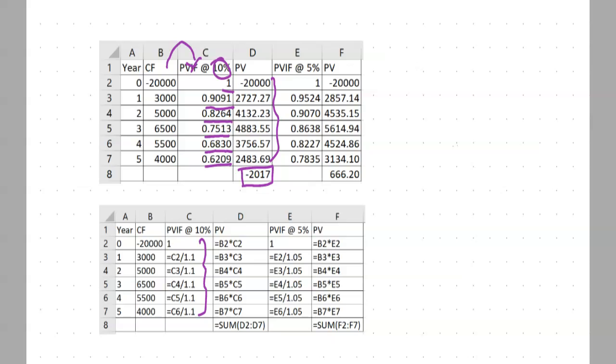Since the NPV is negative, we will assume a lower interest rate and discount the cash flows in order to get the NPV. So as you see, this is a trial and error method where we take different interest rates to calculate the NPV, and the IRR is when the NPV comes out 0. So for 5% interest rate, the present value interest factors are as follows: 1, 0.9524, 0.9070, 0.8628, 0.8227, and 0.7835. Here is how it is calculated.